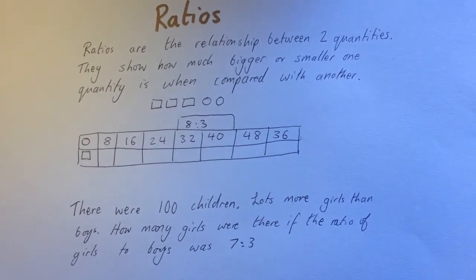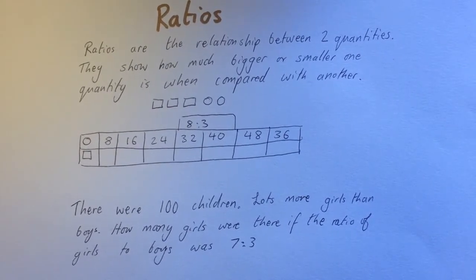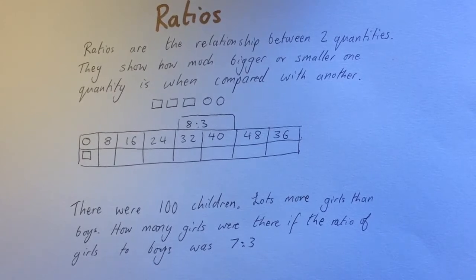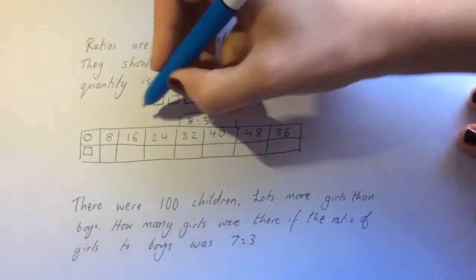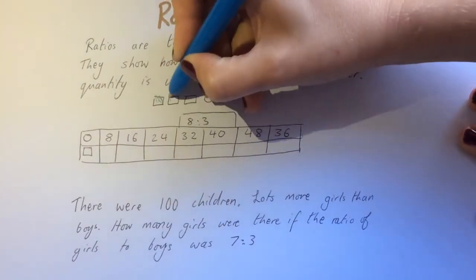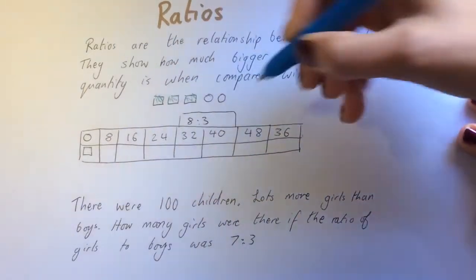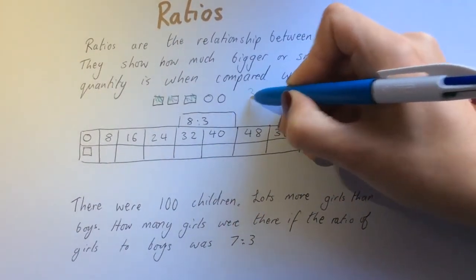In this math video, we're going to be learning about ratios. Ratios are the relationship between two different quantities, and they show how much bigger or smaller one quantity is when compared with another. So an example here is I've got my three rectangles, and so I'd write it like that.